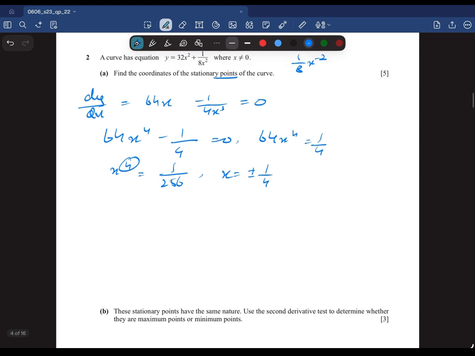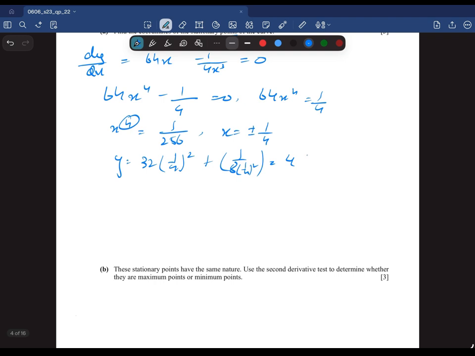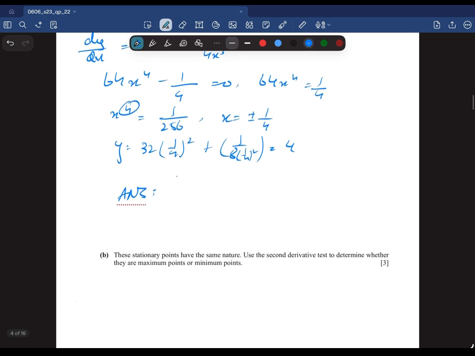So we just plug in the x coordinate. It doesn't matter if it's plus or minus, because in both cases it's being squared, so the sign doesn't matter. 32 times 1 upon 4 whole squared plus 1 upon 8 into 1 upon 4 whole squared, you get 4. So yeah, 4 is the y coordinate for both of these minimum points, or if it's maximum, we'll see. 1 upon 4 comma 4 and negative 1 upon 4 comma 4.